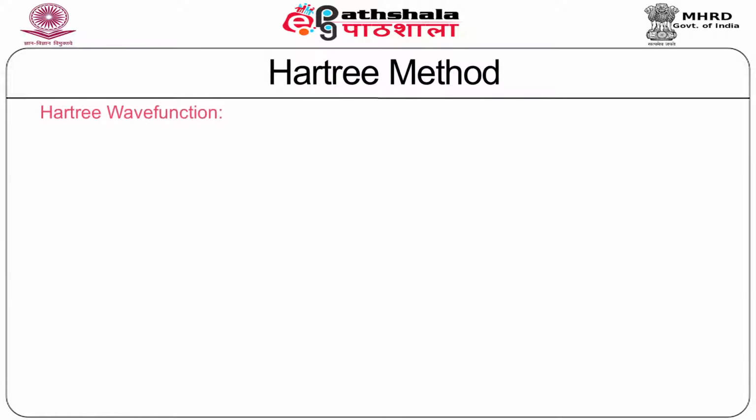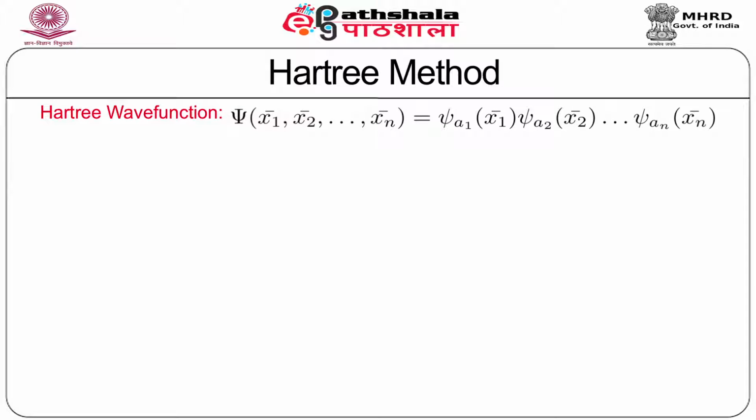The basic assumption of Hartree theory is given by the form of the wave function, expressed as a product wave function, as is shown here, where it's a product of all the single electron wave functions in the levels a1, a2, etc., until an.